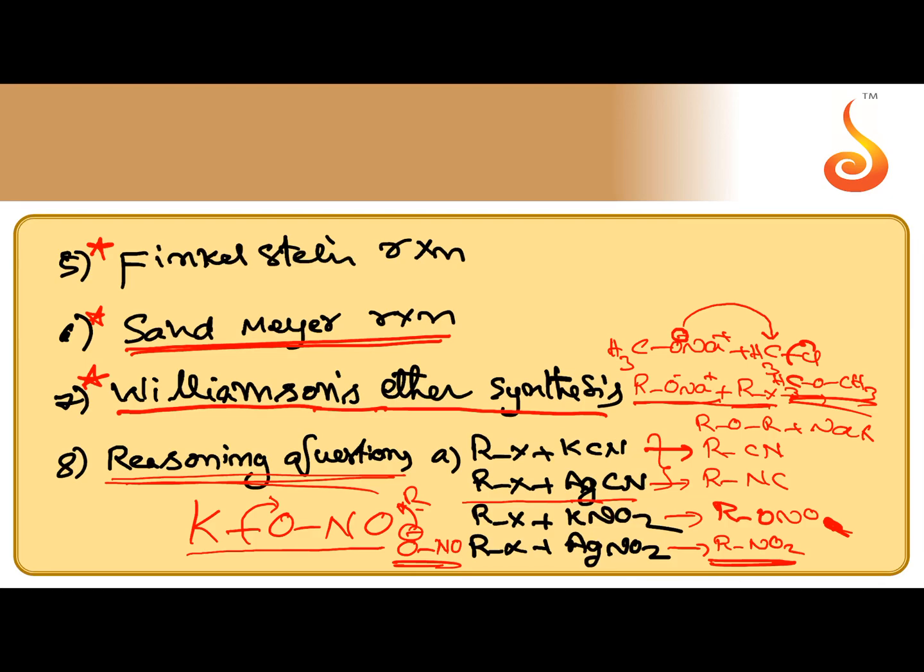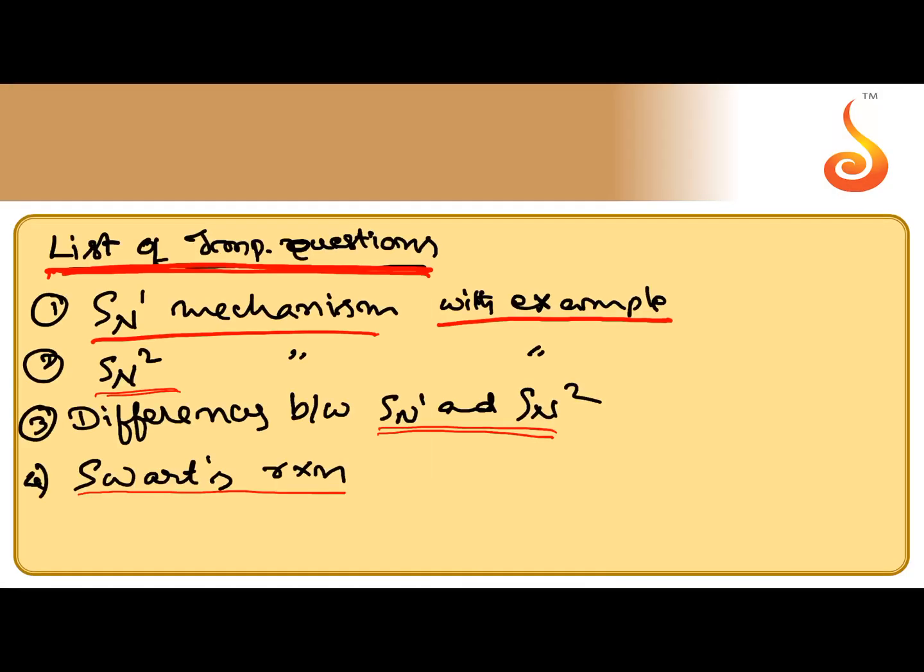Whereas the bond between Ag and O is more covalent in nature, so it won't undergo ionization easily. That's why N of the NO2 only attacks at the electrophilic carbon of the alkyl halide to give nitroalkane as the major product. So these are the important questions.